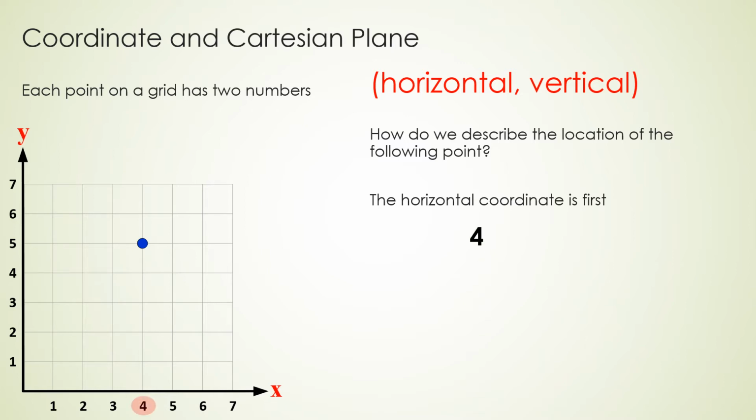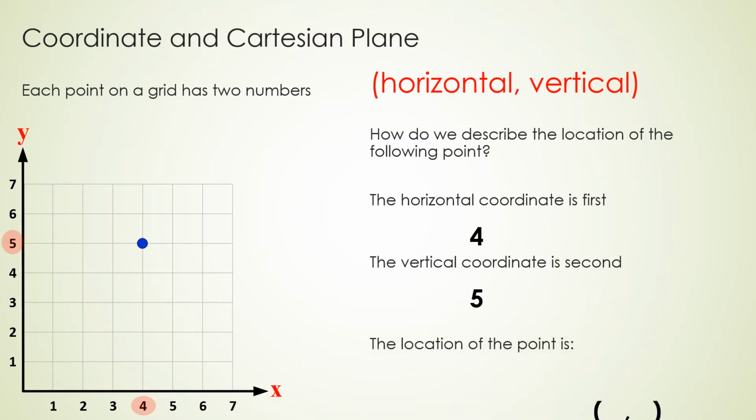So we know the horizontal coordinate comes first, and in this case it is 4. And we know that the vertical coordinate comes second, and in this case it is 5. So if we combine the two, we can describe the location of the point. And in this case, it is 4 and 5.